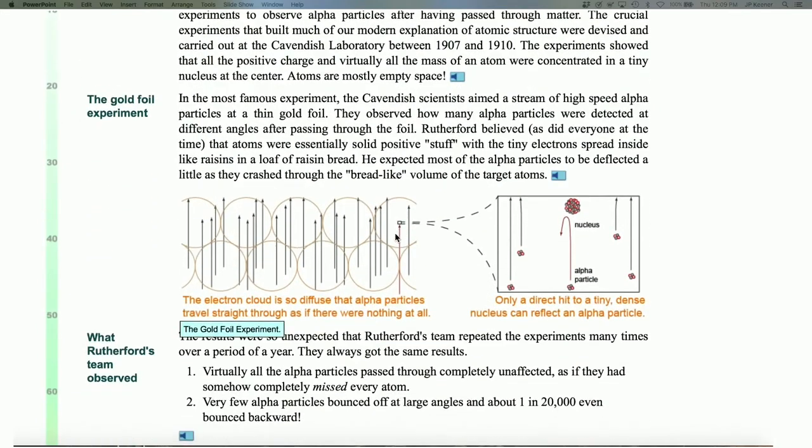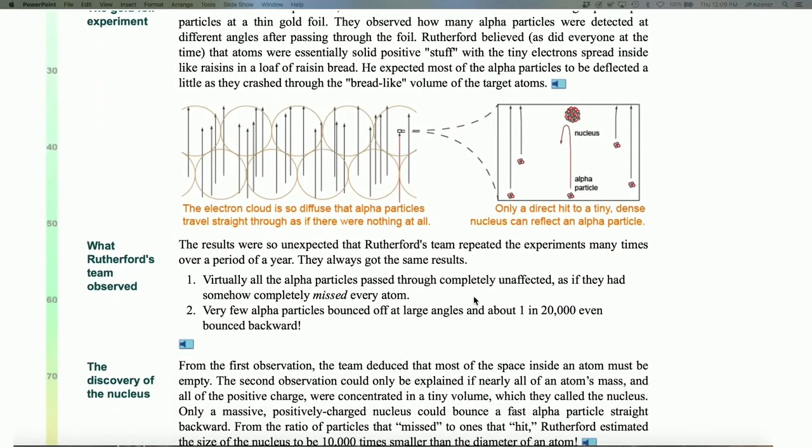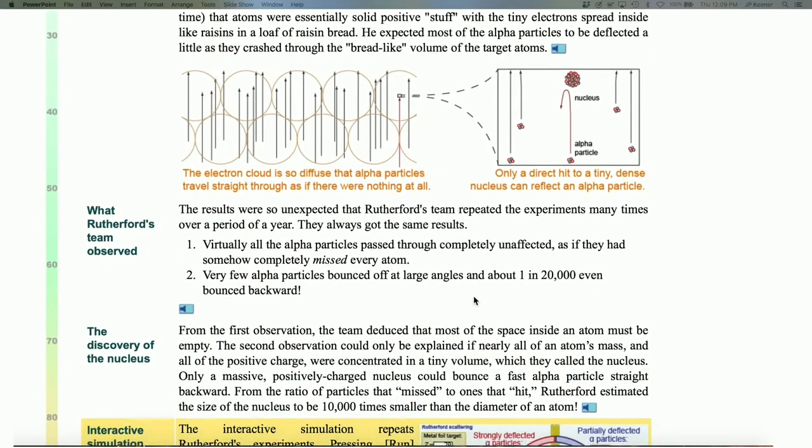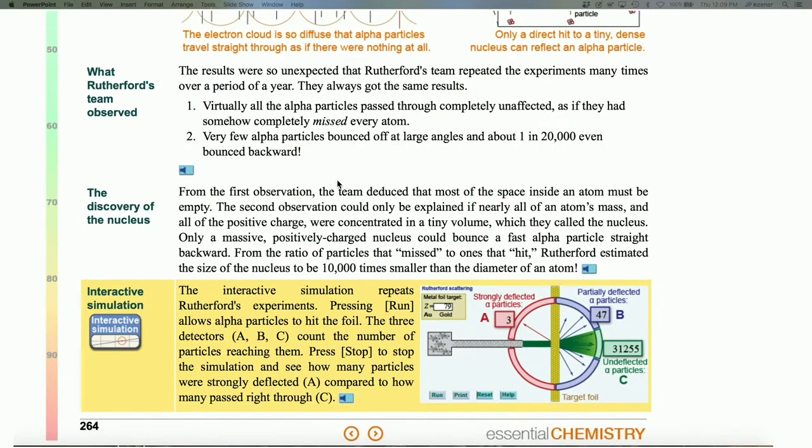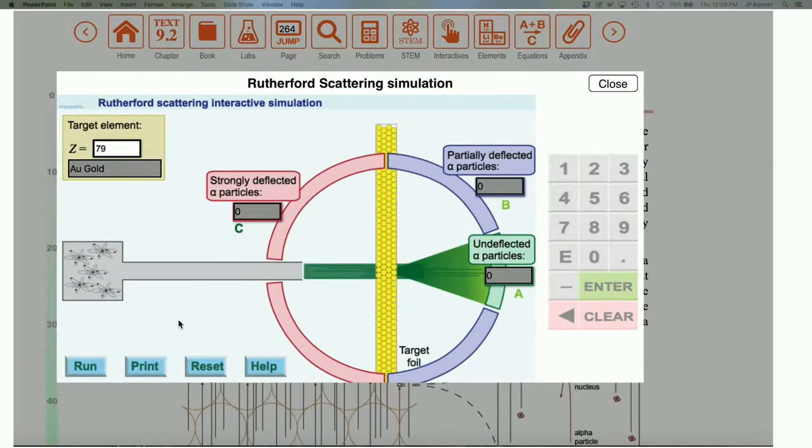And you see here, I'm in the student book, and I want to show you that the entire interactive is embedded in the content. I'm reading, and now I've got the support. So let me go to this interactive, and it is the gold foil experiment, and you see I'm using gold. I'm going to take a look at what happens when I shoot particles through the gold, and I'm going to be looking at undeflected, partially deflected, and strongly deflected particles. I hit run, and look at those particles, Dan, and boom, something came back.